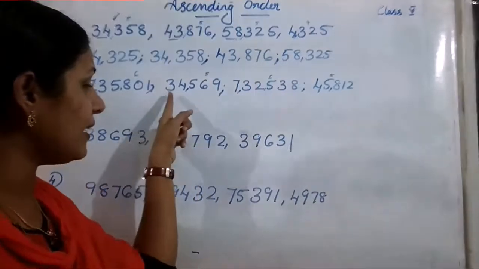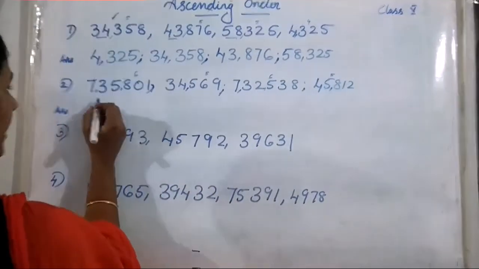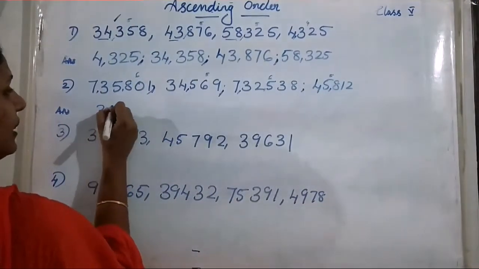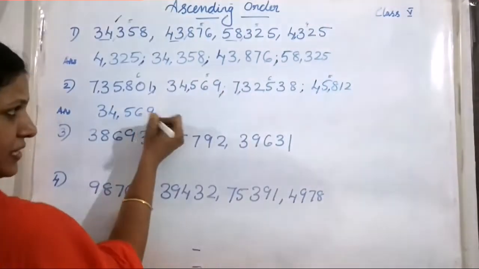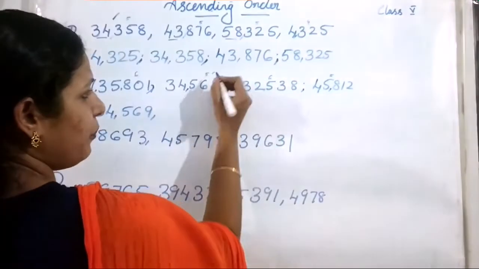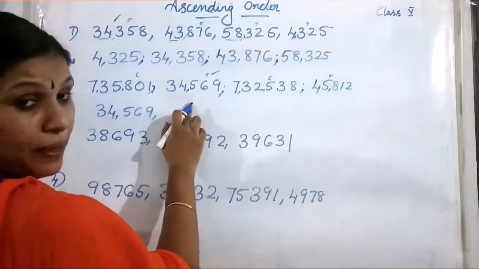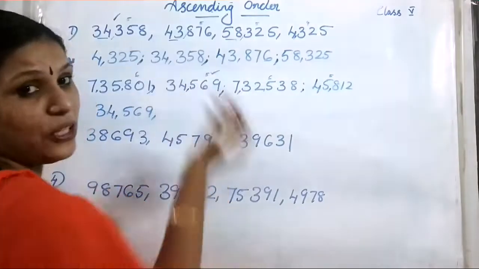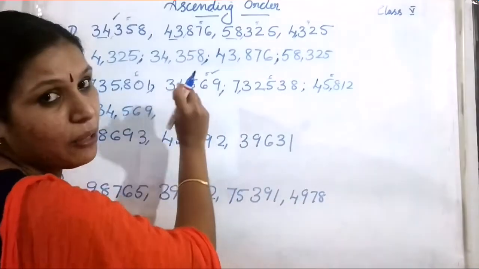So we write the 34,569 in the first place. Then if you have made confusion, then you can select that number and put a tick mark on the top. No need of that. If you have made any confusion, then only you can put a tick mark.